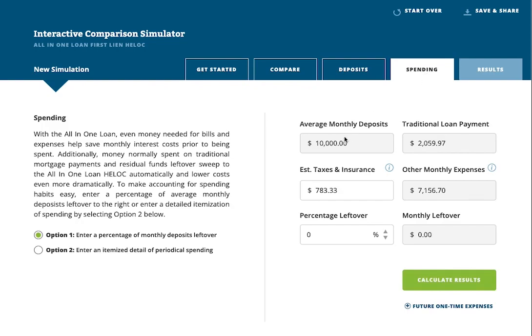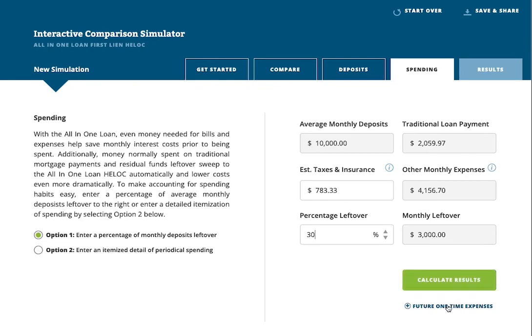Now we're going to get to spending. Average monthly deposits, we said it's 10 grand. Average traditional loan payment that we're looking at in our current 4.5% 30-year fixed is estimating for taxes and insurance. You can tweak that if you want. And this is the key number, the percentage that's left over. What percentage of my budget is left over? So do I spend $8,000? That's what those numbers combine to basically. Do I spend that every month, or do I spend less than that? Let's say I only spend $7,000 a month and I have 30% left over.